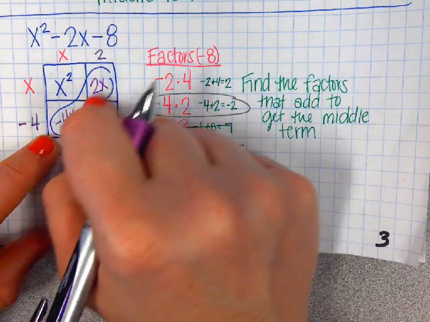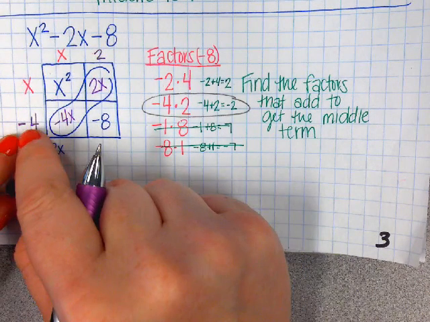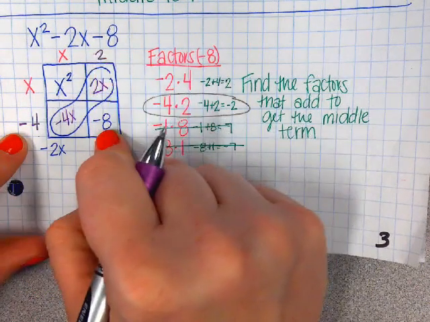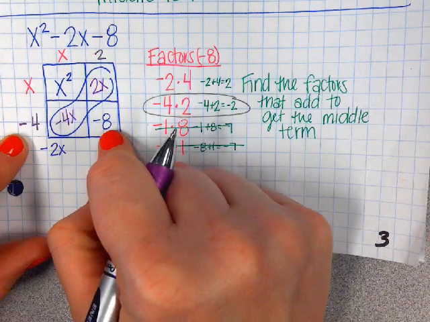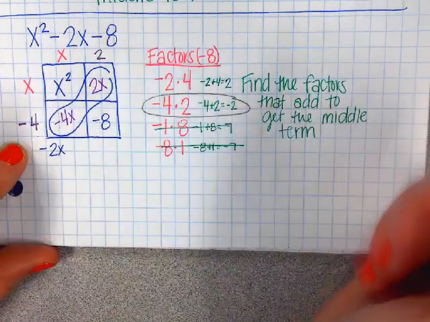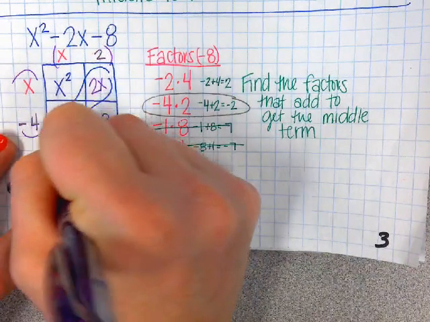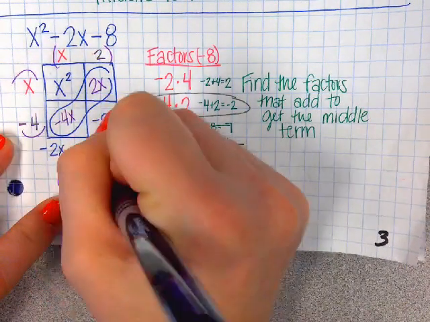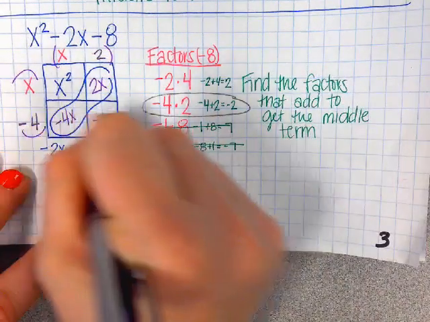Now, with this, you always want to check, does negative 4 plus 2 give you negative 2? And does negative 4 times positive 2 give you negative 8? A negative times a positive gives you a negative, so it would be a negative 8. So here are your two factors: x plus 2 and x minus 4.